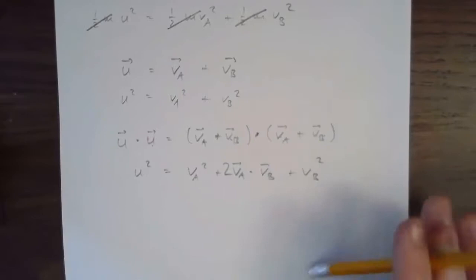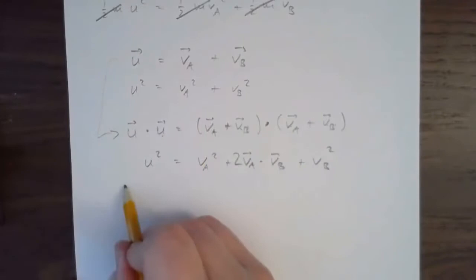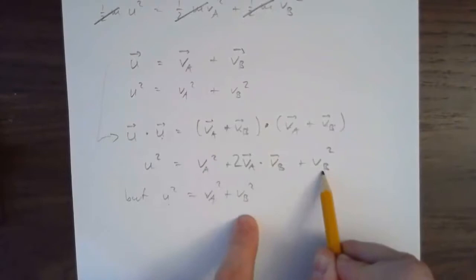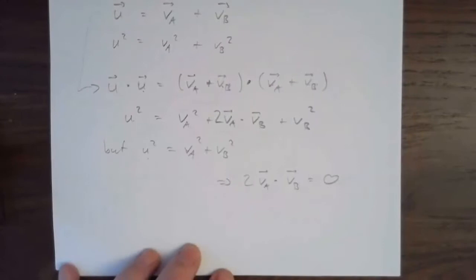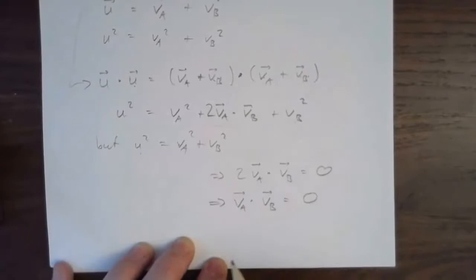Okay, but now, this was arrived at from momentum conservation, right? But I have this one here. Let me write it out again. So I have this is equal to this plus this. Well, that means this thing here has to be zero. The 2 is not 0, so v_A dot v_B is 0. Okay, well, what is it equal to?